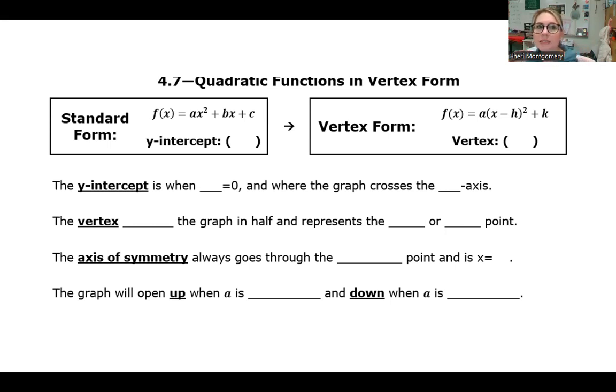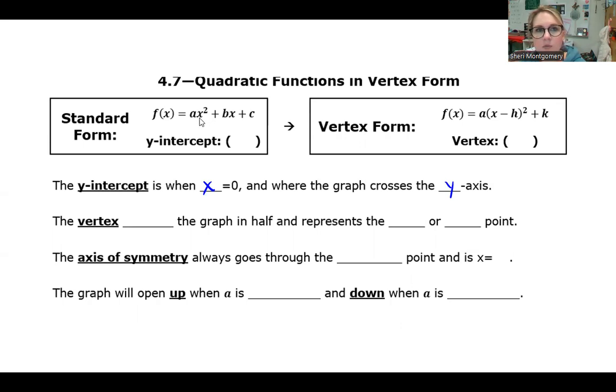So standard form is that ax squared plus bx plus c. What's nice about standard form is the y-intercept. The y-intercept is always when x is equal to 0. And it's where the graph crosses the which axis? Y-axis.